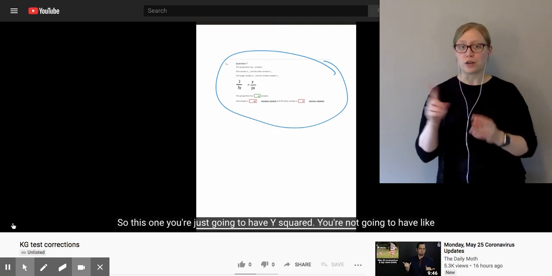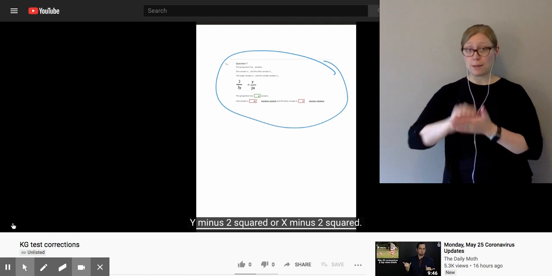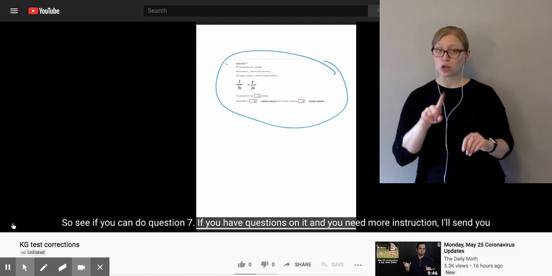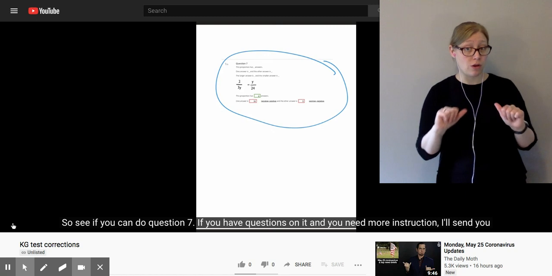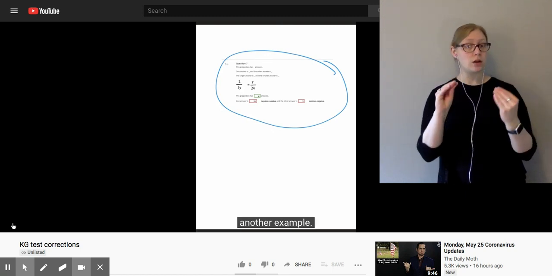So this one, you're just going to have y squared. You're not going to have something like (y minus 2) squared or (x minus 2) squared. So see if you can do question 7. If you have questions on it and you need more instruction, I'll send you another example.